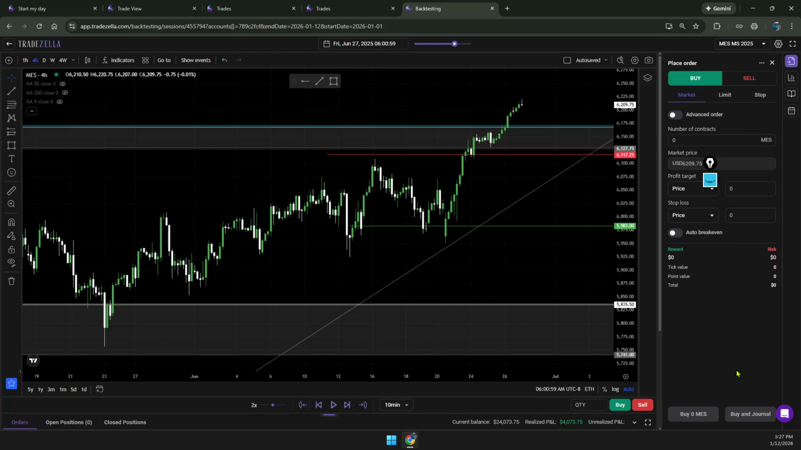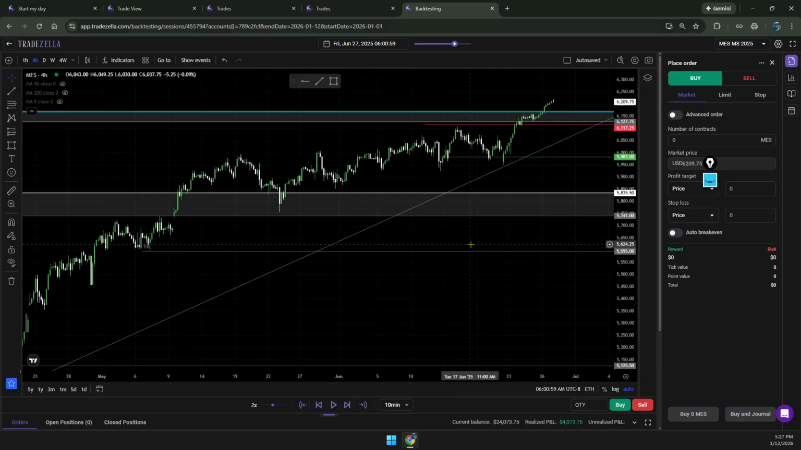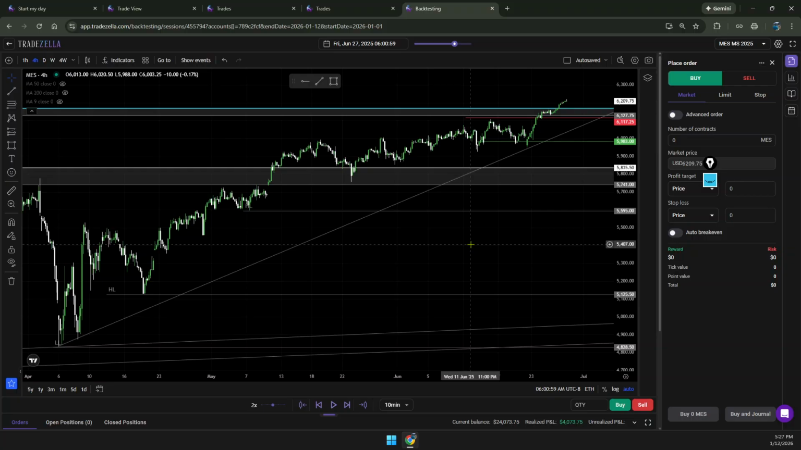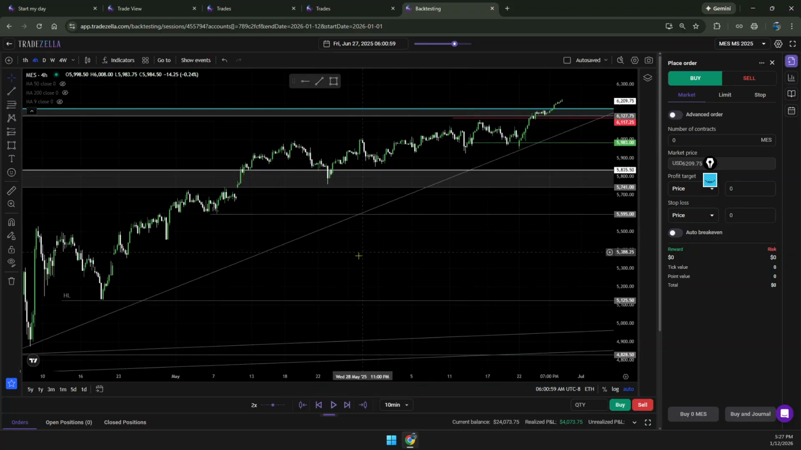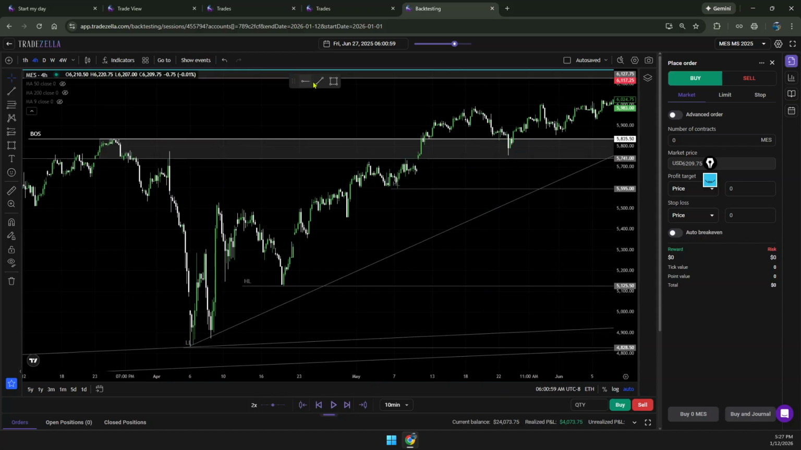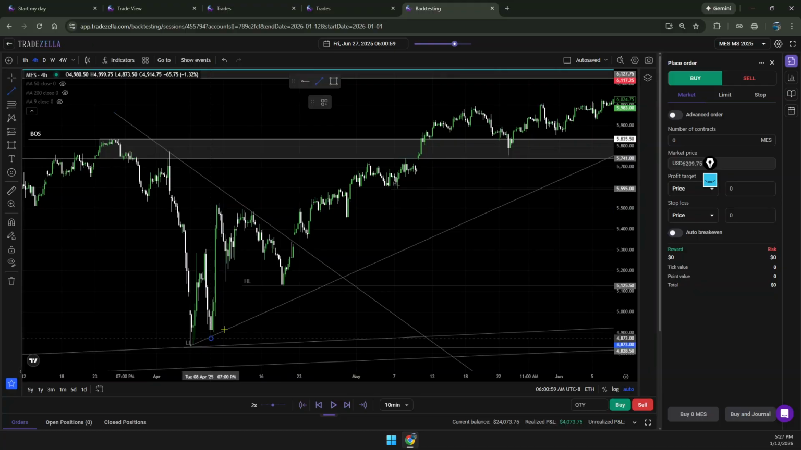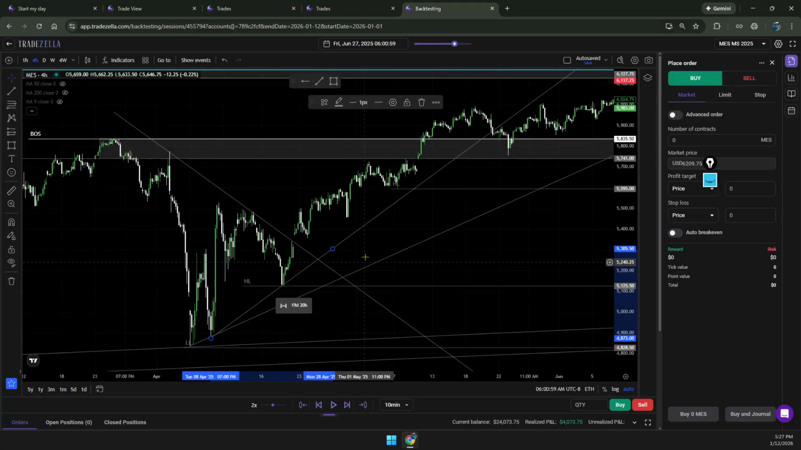Trailing stop methods. Okay. Let's see what I can find here. This was a pretty good move here. I'm going to get set up here real quick.